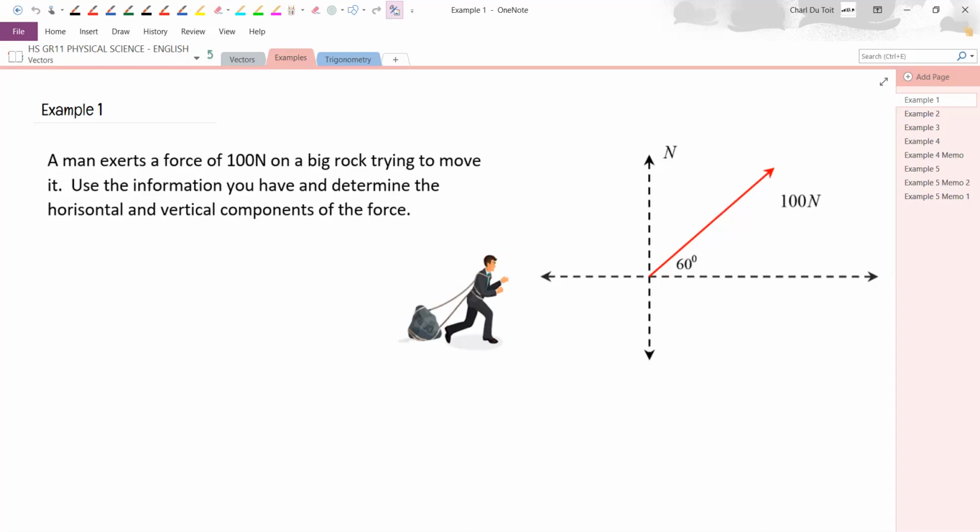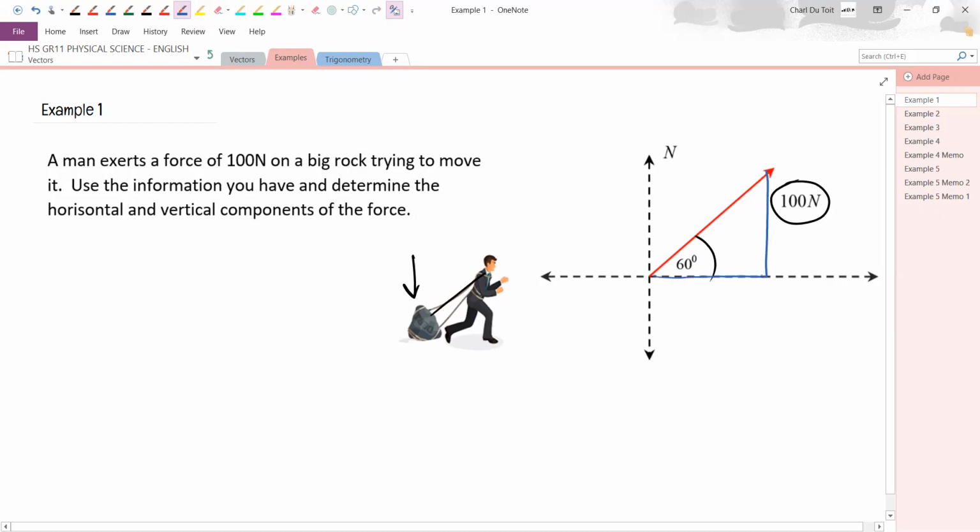Right, let's go. There's a rock on the ground. And there's a man, actually, he's taken a rope over his shoulder and he's pulling that rock with 100 Newton force at an angle of 60 degrees with the horizontal. The first thing I want you to do is work out the vertical and horizontal components of this force.